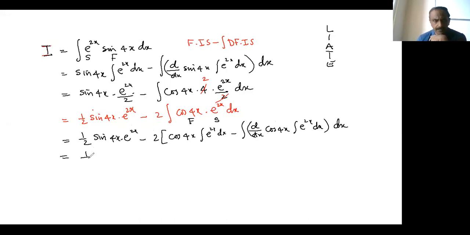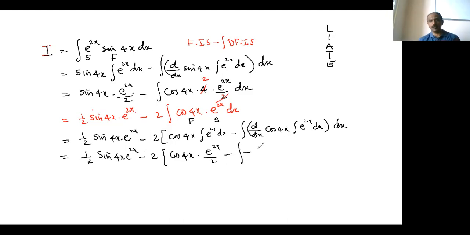So that became 1 by 2 sine 4x e raised to 2x minus 2 times cos 4x e raised to 2x by 2 minus derivative of cos is minus sine 4x into 4 into e raised to 2x by 2 dx. So I'm going to open this bracket. 1 by 2 sine 4x e raised to 2x. When you open this, 2 and this 2 will get cancelled.